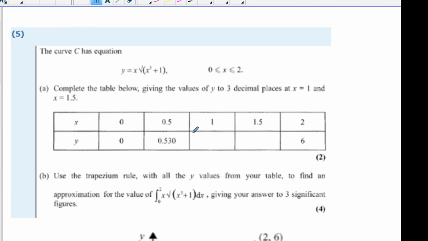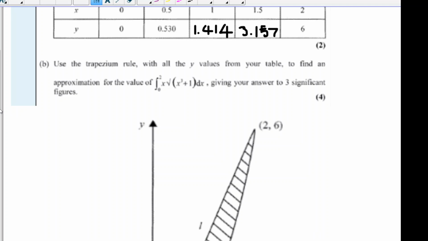So to get the points for this one, you literally just need to substitute in. That would be your first point, and then substitute in for your second value. There we go. And then it says, using the trapezium rule with all the values from the table, find an approximation for this integral between 0 and 2. So notice 0 and 2 is the whole table. That's important. And this was the values that we were actually calculating. And once again, give your answer to 3 significant figures.